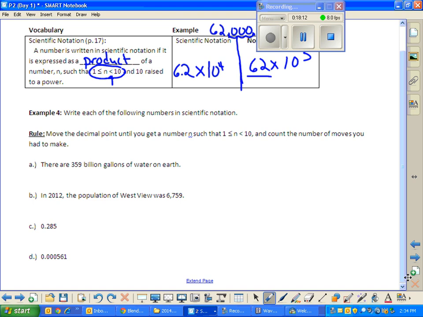So if there are 359 billion gallons of water on Earth, the first thing I'm going to do is I'm going to write that number out. So there's 359 million, 359 billion. Your decimal point's over here to the right. So I need to move that decimal to get a number between 1 and 10.